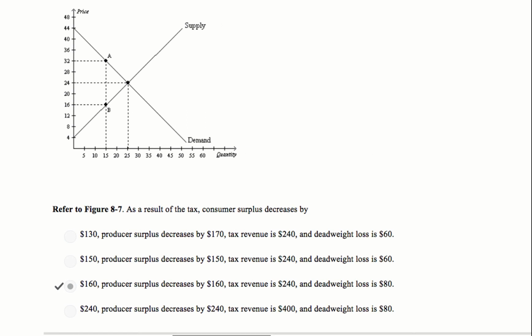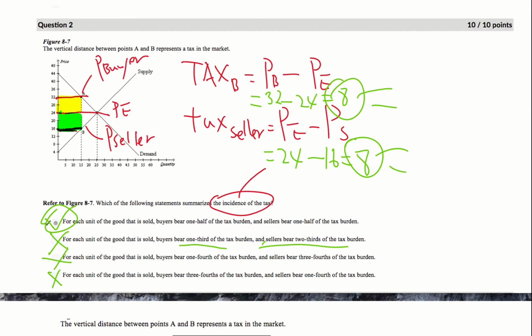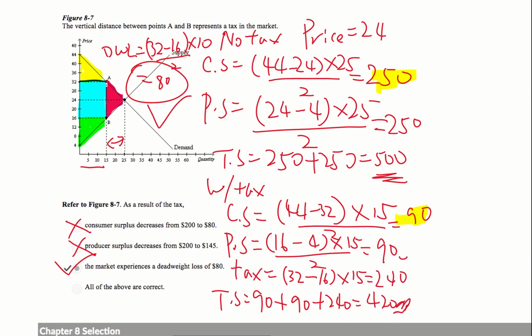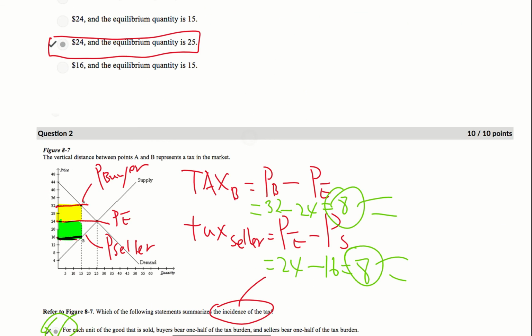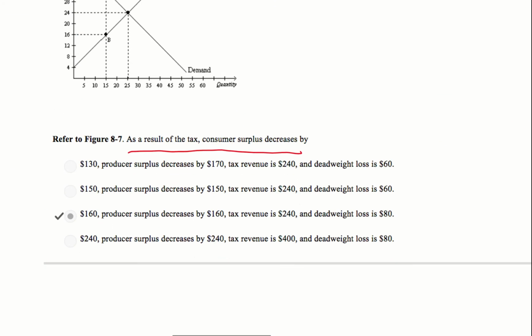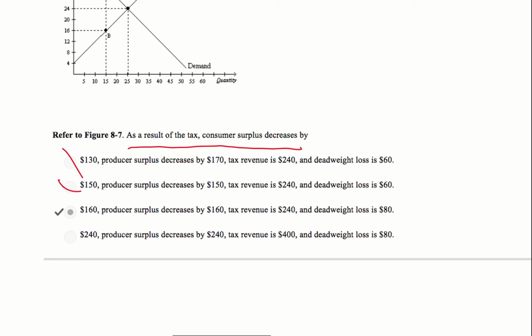Okay, so this stuff we did before. So as a result of tax, consumer surplus decreased by how much? So let's go back to the numbers we had before. All right, so before tax, our consumer surplus is 250. With tax, consumer surplus is 90. So it looks like our consumer surplus went down by 160, right? So that should be the answer. So one down by 160. So that is wrong, that is wrong, that is wrong. Only this one is right.